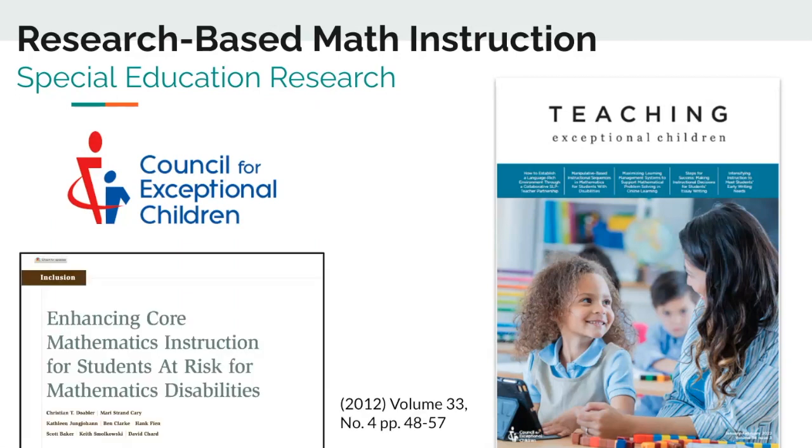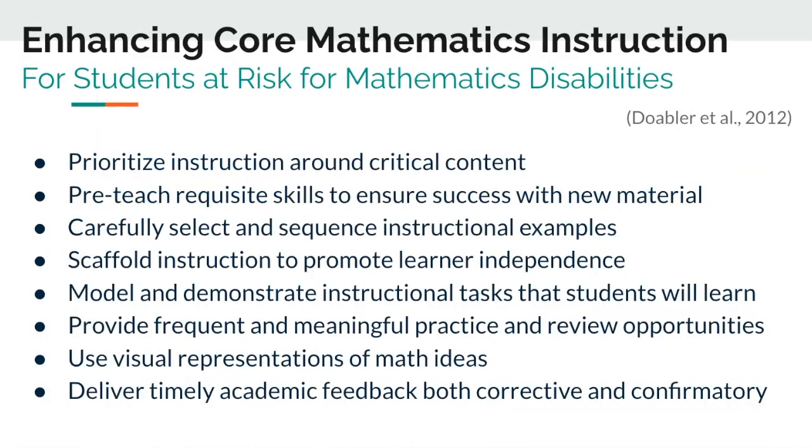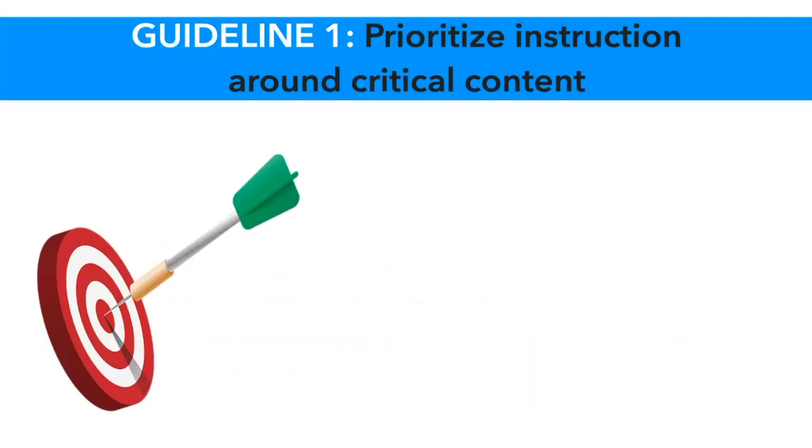For an overview of research-based math instruction that promotes inclusion, one of my favorite articles is by Dobler and colleagues, who are prominent researchers in math for learners with disabilities. Dobler and colleagues synthesized findings from decades of math research into these 8 guidelines that should be considered during core or Tier 1 math instruction. The first guideline is to prioritize instruction around the critical content.